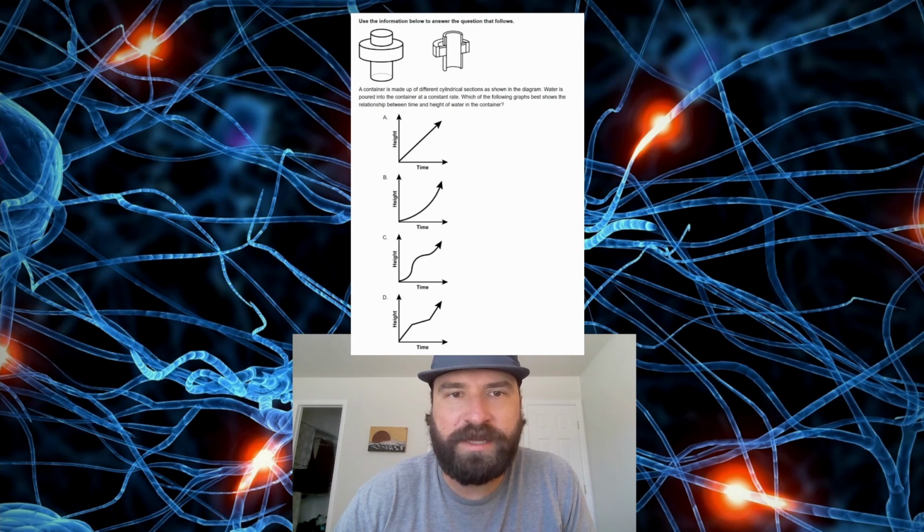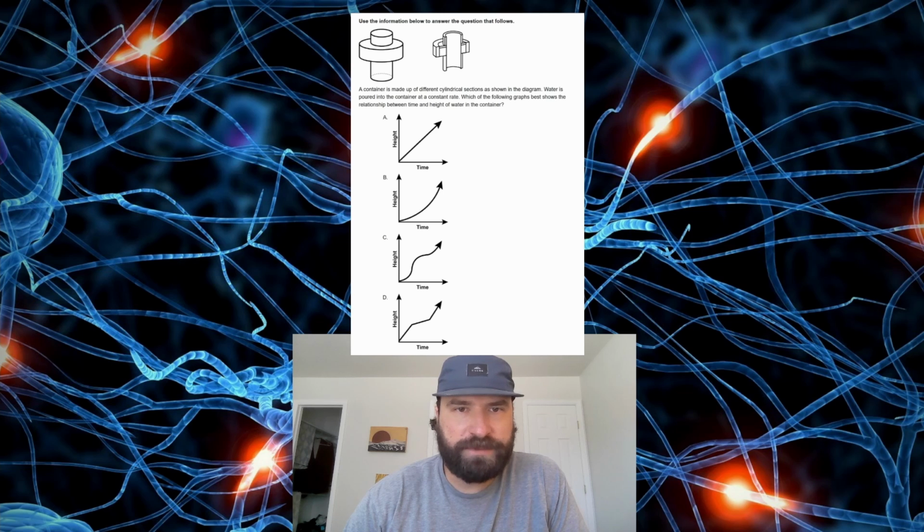All right, let's crush another MTEL question. This one says, use the information below to answer the question that follows. A container is made up of different cylindrical sections as shown in the diagram. Water is poured into the container at a constant rate. Which of the following graphs best shows the relationship between time and height of the water in the container?